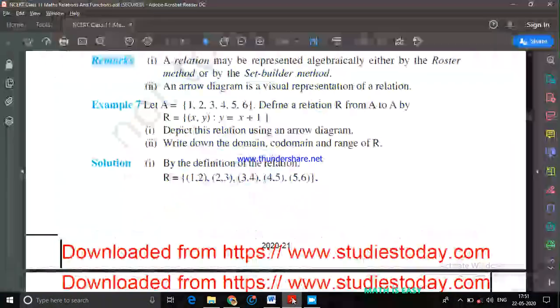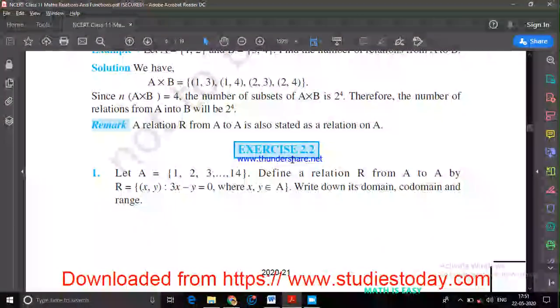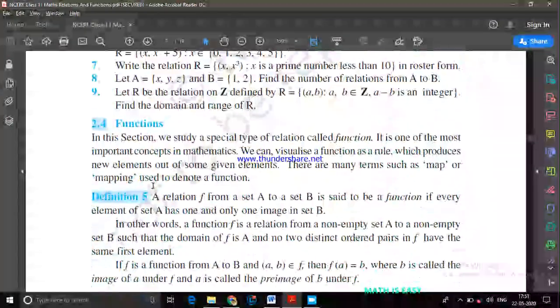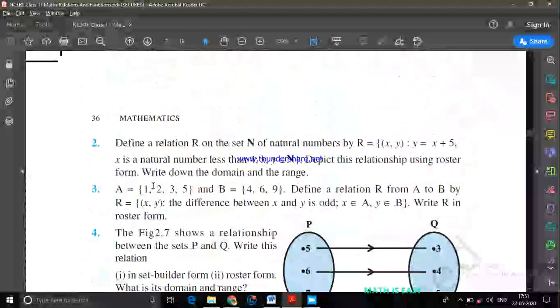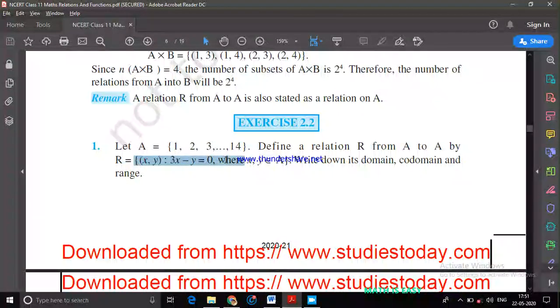So now what you have to do is go to exercise 2.2. Here plenty of questions are given. I think 9 questions are given. Try to solve them. Now for example here, let me take the first example and read it for you.